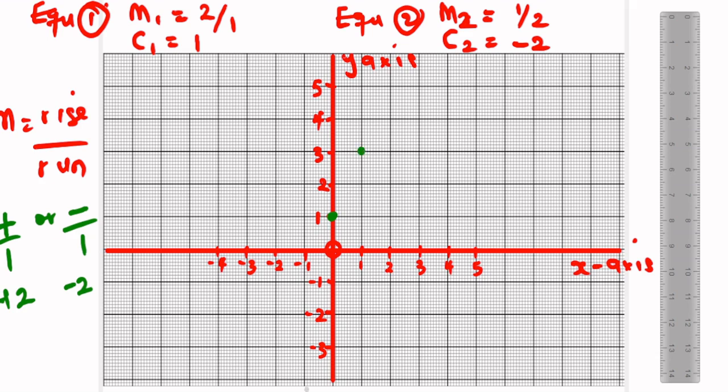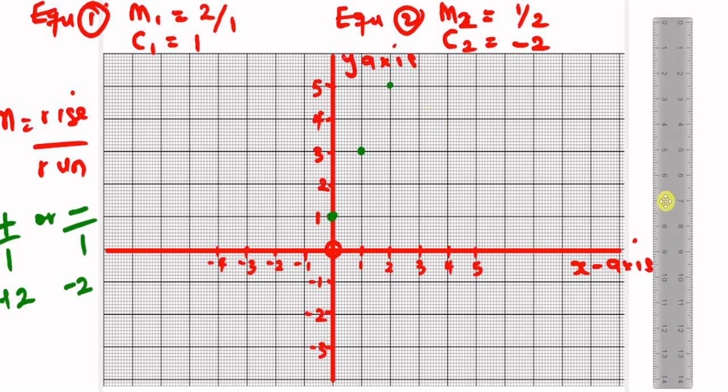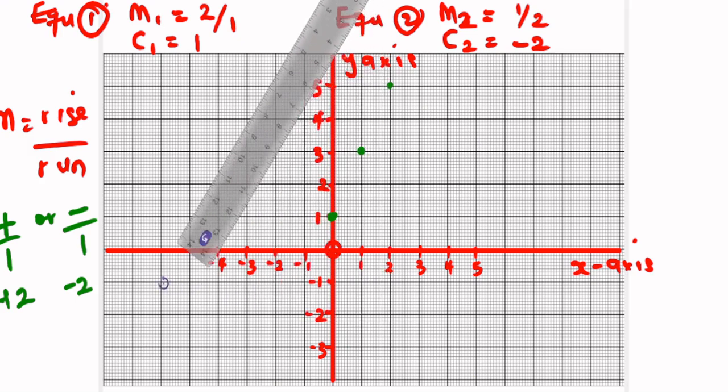Now let's do it again. I'm going to start from where I stopped. Rise twice, 1, 2. Take a step to the right, 1, because it is 2 over 1. So now let's note that. Let's draw a straight line to connect these dots together. We're going to use our ruler to connect this line together.